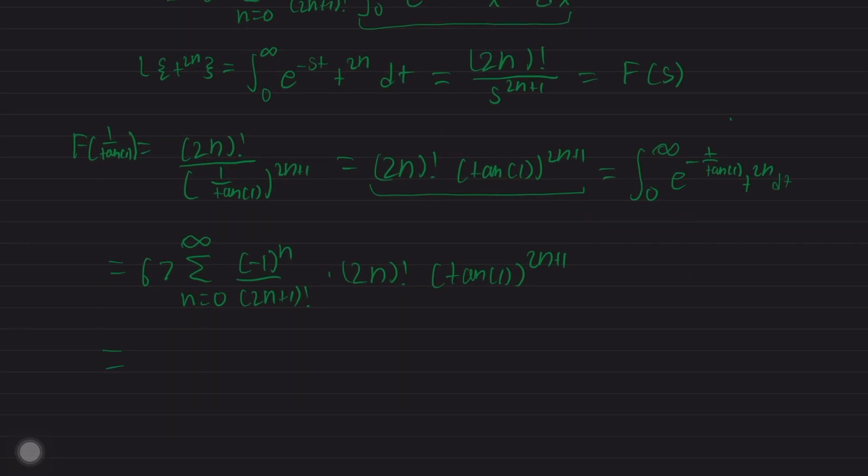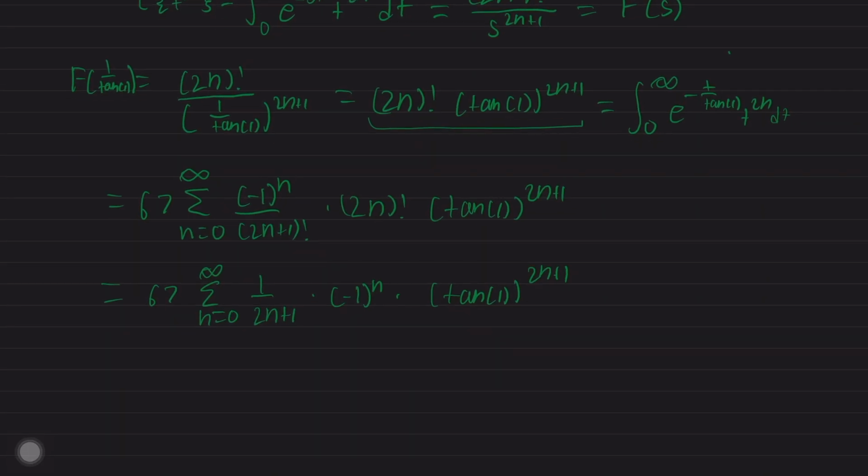So what is this now equal to? Well, we can see that we have a 2n factorial over a 2n plus 1 factorial. So that'll become 1 over 2n plus 1. We have a negative 1 to the nth still. And we have a tangent of 1 to 2n plus 1. So here we have another Taylor series, which should feel familiar.